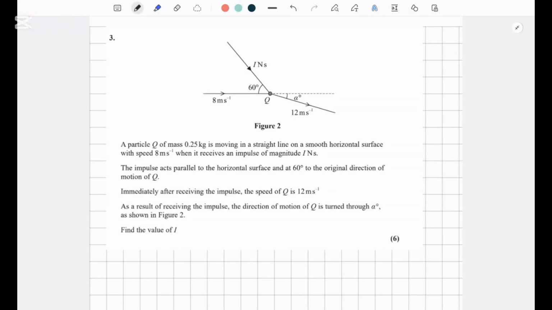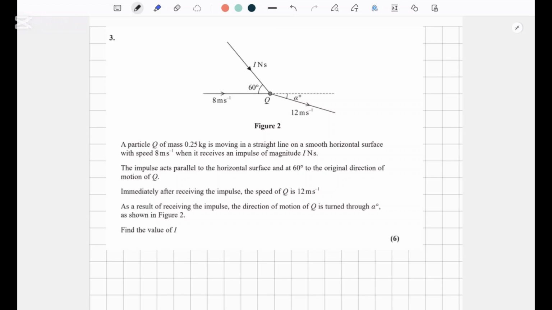Hi everyone. I'll be doing this question and it's from a past paper. It's from Mechanics 2, 2023, October/November. And as you can see, it's a collision question, but in this case, it's not two particles. You have one particle and an impulse, right?